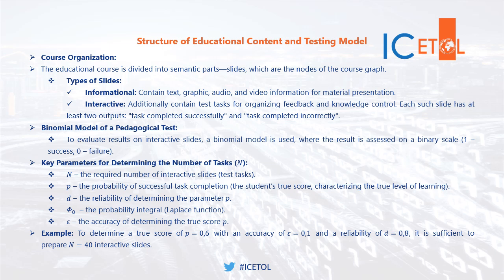This approach allows us to mathematically substantiate the necessary number of test items to achieve the required precision and reliability of the assessment. As you can see on the slide, the number of items n depends on a series of key parameters: the probability of successful completion p, the reliability d, and the precision epsilon of determining the true score. For instance, to determine a true score of p equals 0.6 with a precision of 0.1 and a reliability of 0.8, it is sufficient to prepare 40 interactive slides. This allows for the substantiation of the volume of its assessment part in advance, at the course design stage.